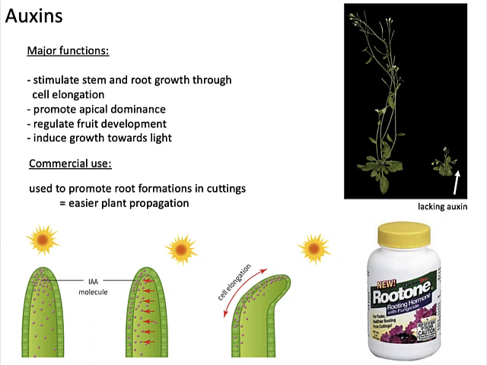There are some commercial uses for auxin. For example, they can be used to promote root formation in stem cuttings, and this is going to make for an easier plant propagation process.